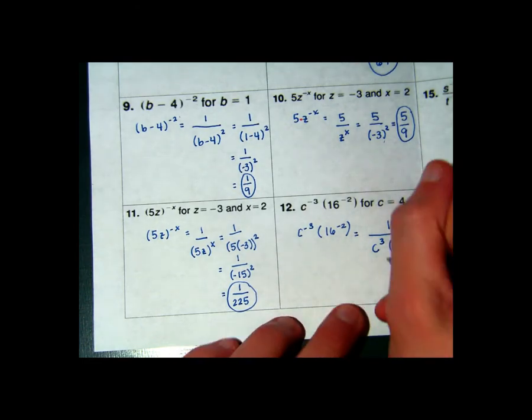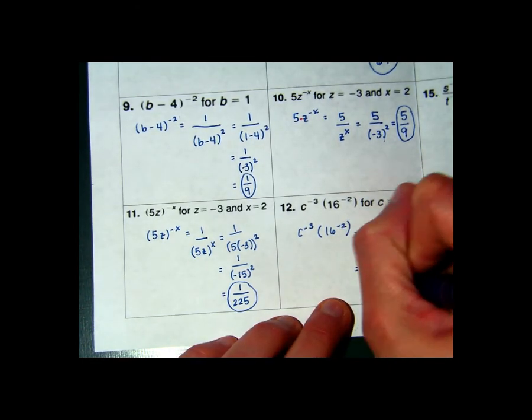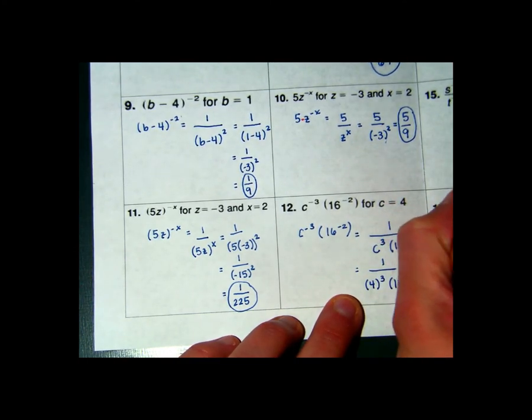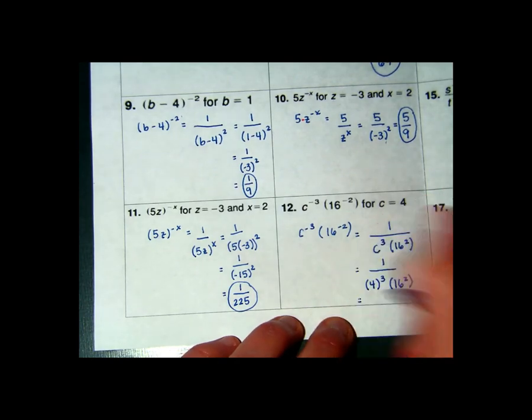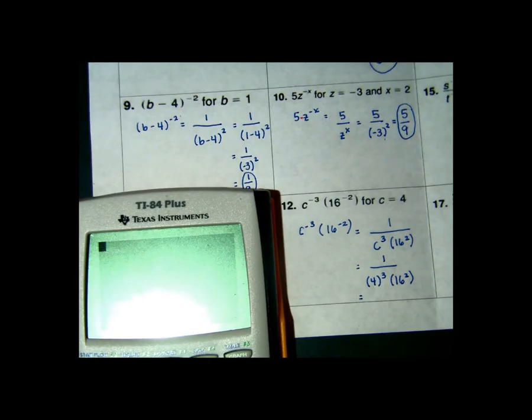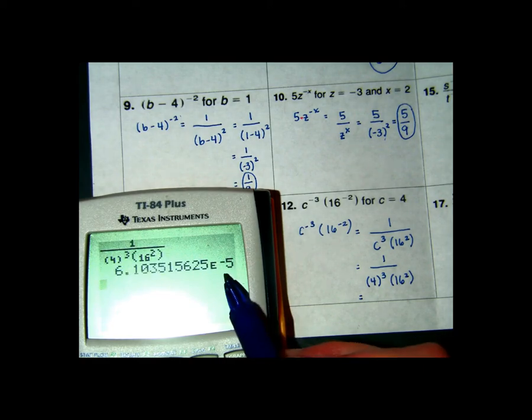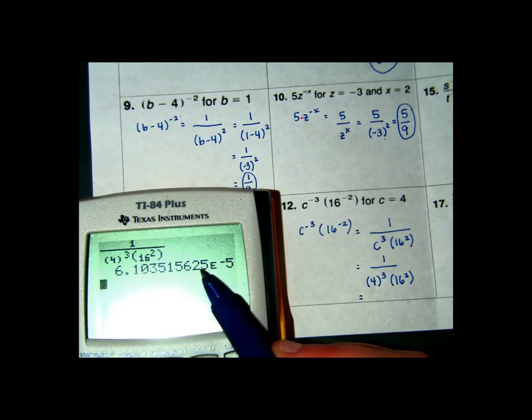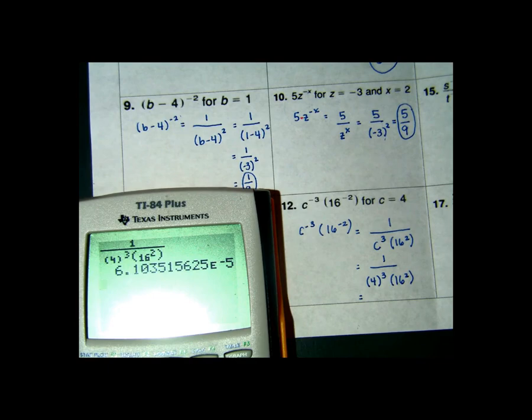I'm now going to plug in 4. 4 to the third and 16 squared. All this is multiplying everything, which is, like I said, something you can figure out without a calculator. Calculators do make it easier, so alpha y equals 1 over 4 to the third power times 16 squared, and I'm putting it in just like it shows. I didn't change anything. You've got 6.103515625e to the negative 5.